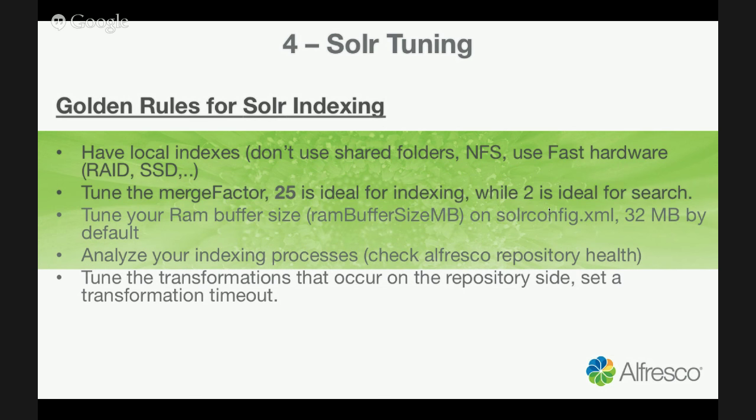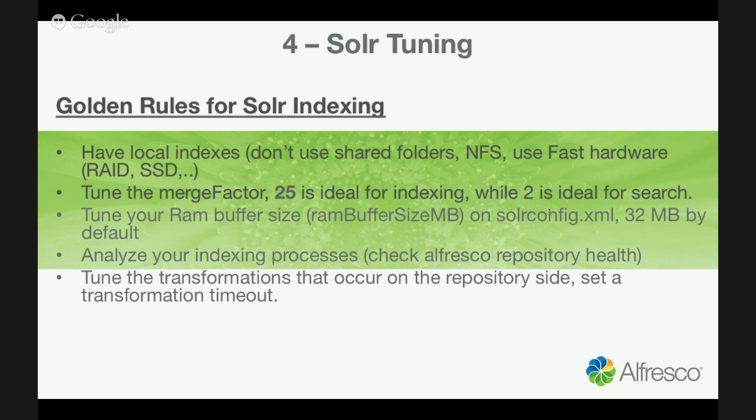So for indexing, have local indices. Don't use any shared folders or NFS. Use fast hardware like RAID or SSD. This is actually valid also for searching. The faster the disk where your indexes are, the faster the overall performance will be. The ideal merge factor for indexing is 25.